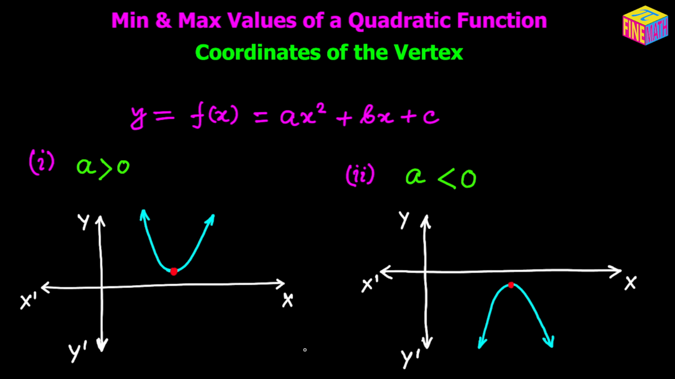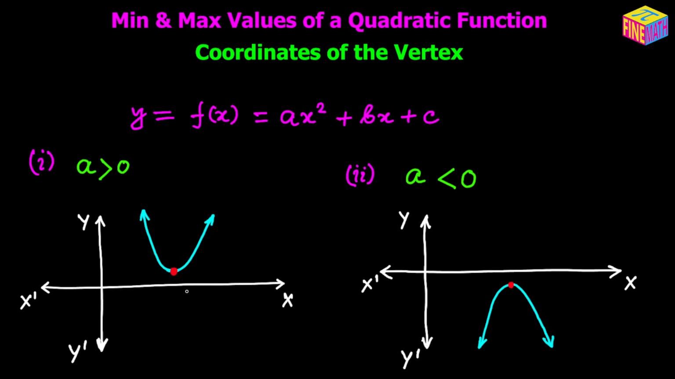Hi everyone. In this video, we are going to discuss how to find out the minimum and maximum values of a quadratic function. And also we'll see how to find out the coordinates of the vertex of the parabola. We know that every quadratic function is like a parabola when plotted on the graph. And through algebra, we are going to see how we can determine the maximum and minimum value of the quadratic function.